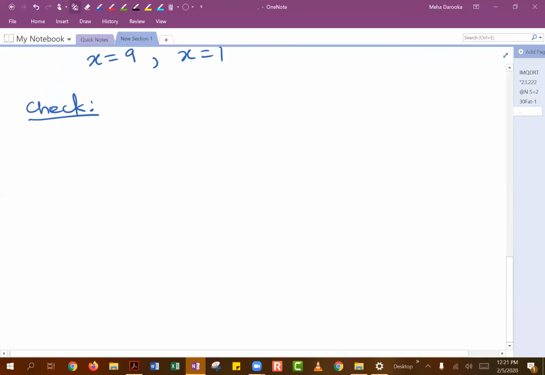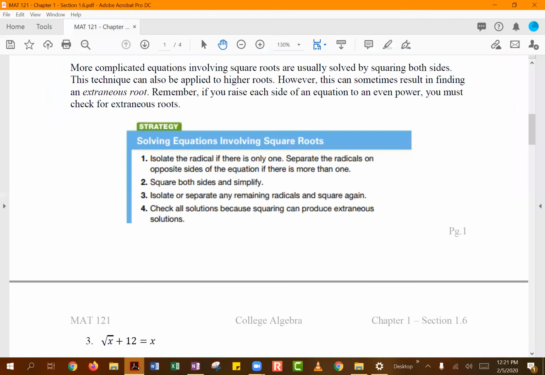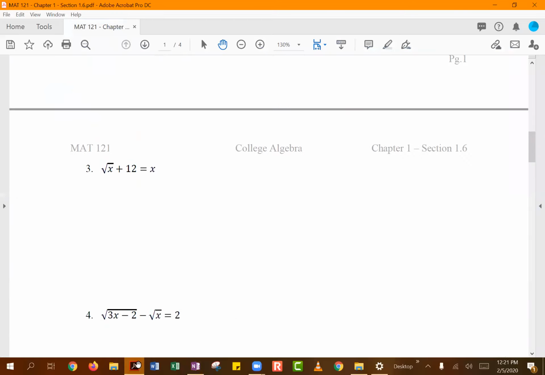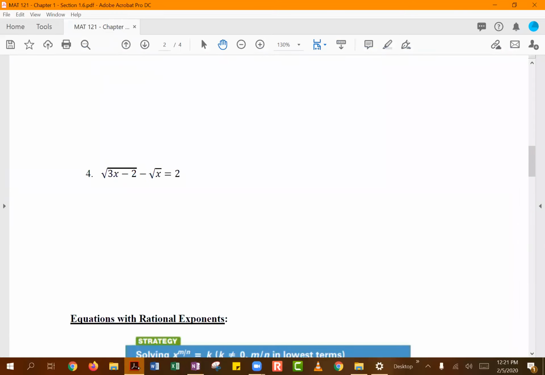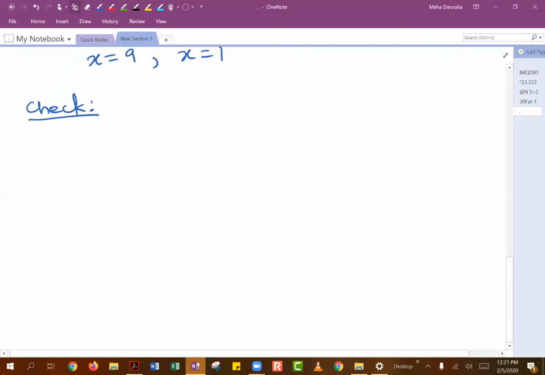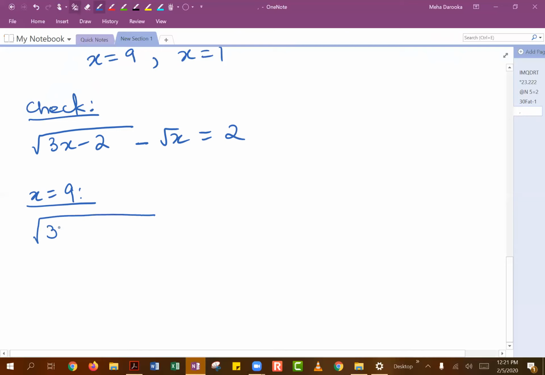Okay? Okay, so remember, you are checking these two answers in your original equation, which is this guy here, square root of 3x minus 2, minus the square root of x equals 2. So let's write that down. Square root of 3x minus 2 minus square root of x equals 2. Please, what did you say? 9 works? Alrighty, very good. So just a quick check here.